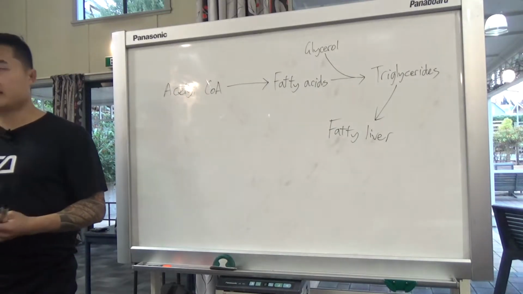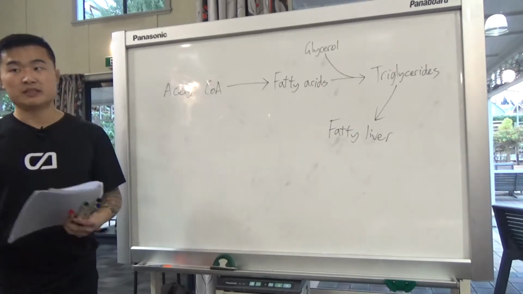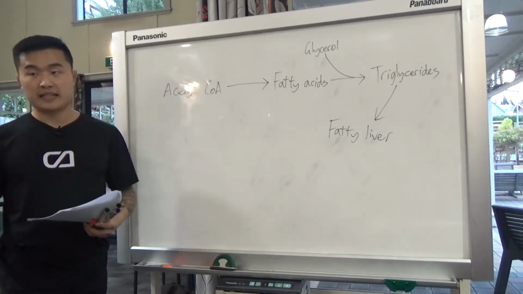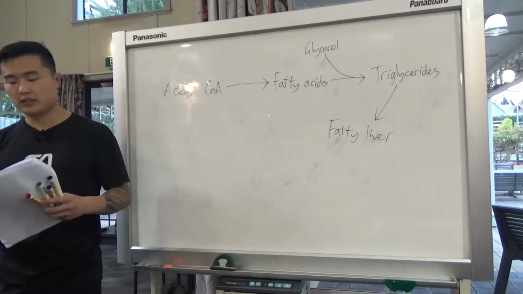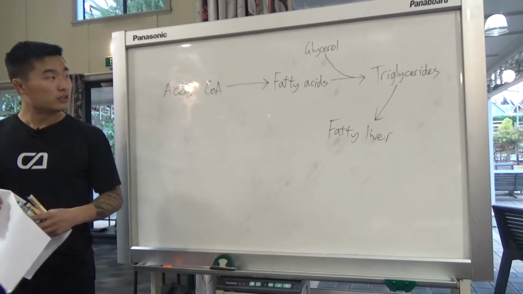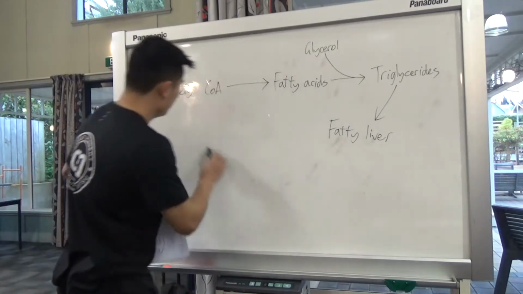No, fatty acid is different. So lactic acid is 3 carbons, and fatty acids are usually about 16 carbons long. So it's a lot longer. Right. So we'll move on to the next page.